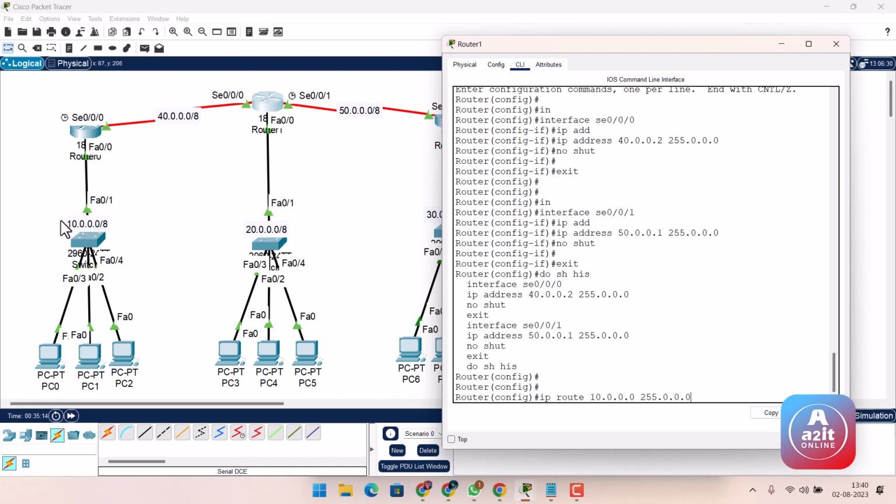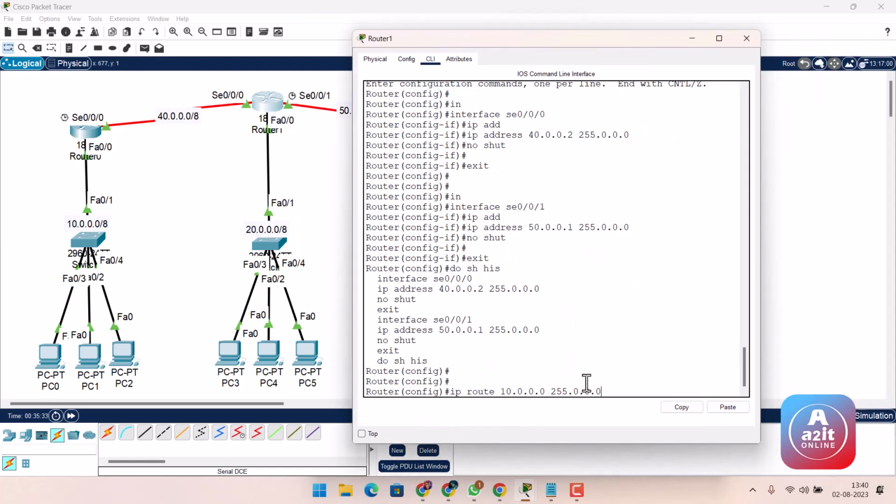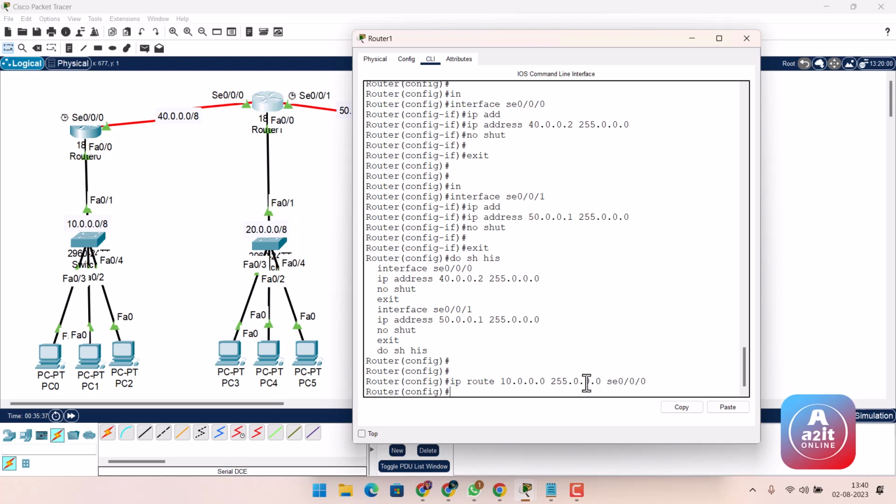So to reach the network 10.0.0.0, which port can I use? Serial 0/0/0 is connected with our router 1, and router 1 is part of this network. And serial 0/0/1 is connected with our router 3, which is part of network 50 or 30. So we are not able to use this interface. So here we need to mention the serial interface 0/0/0. Now let's talk about our second indirect network. So ip route, the indirect network IP address 30.0.0.0 and 255.0.0.0 is its subnet mask.